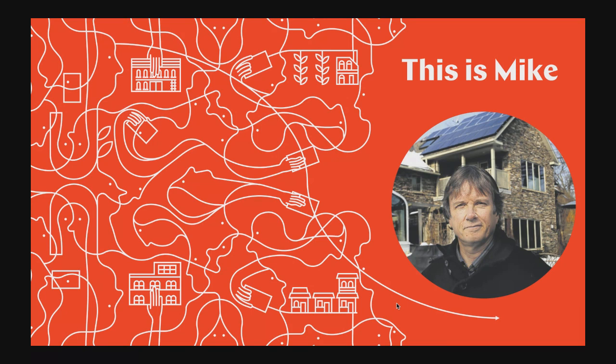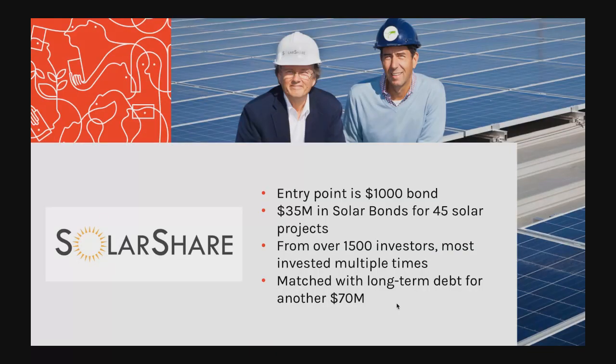Mike started SolarShare. They issued $1,000 bonds with 5% interest, making it an accessible investment to all different types of people looking to put their money towards a good place. So far, they've raised $35 million in these solar bonds, which has gone towards financing 45 solar projects across Ontario. This $35 million in solar bonds comes from over 1,500 investors.